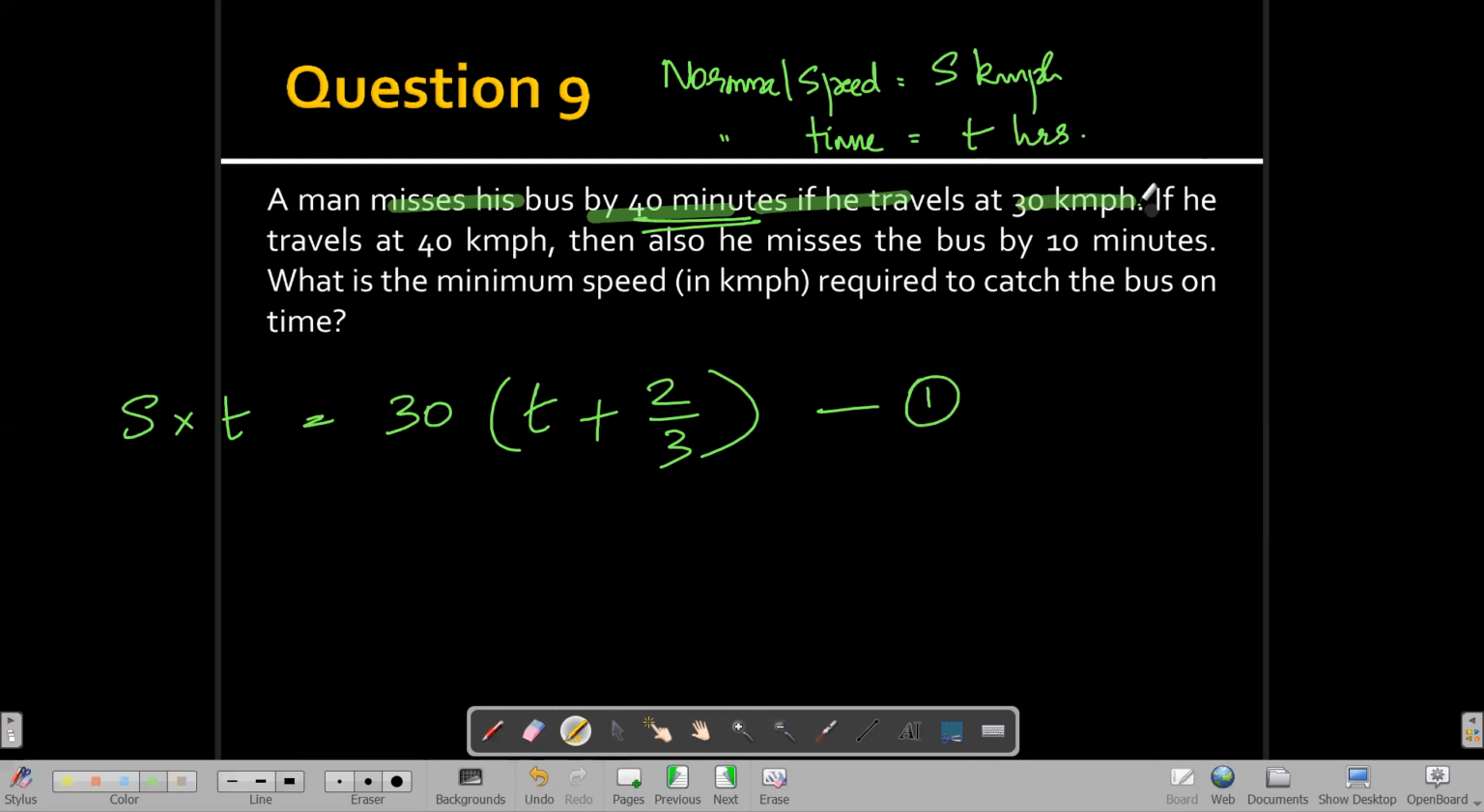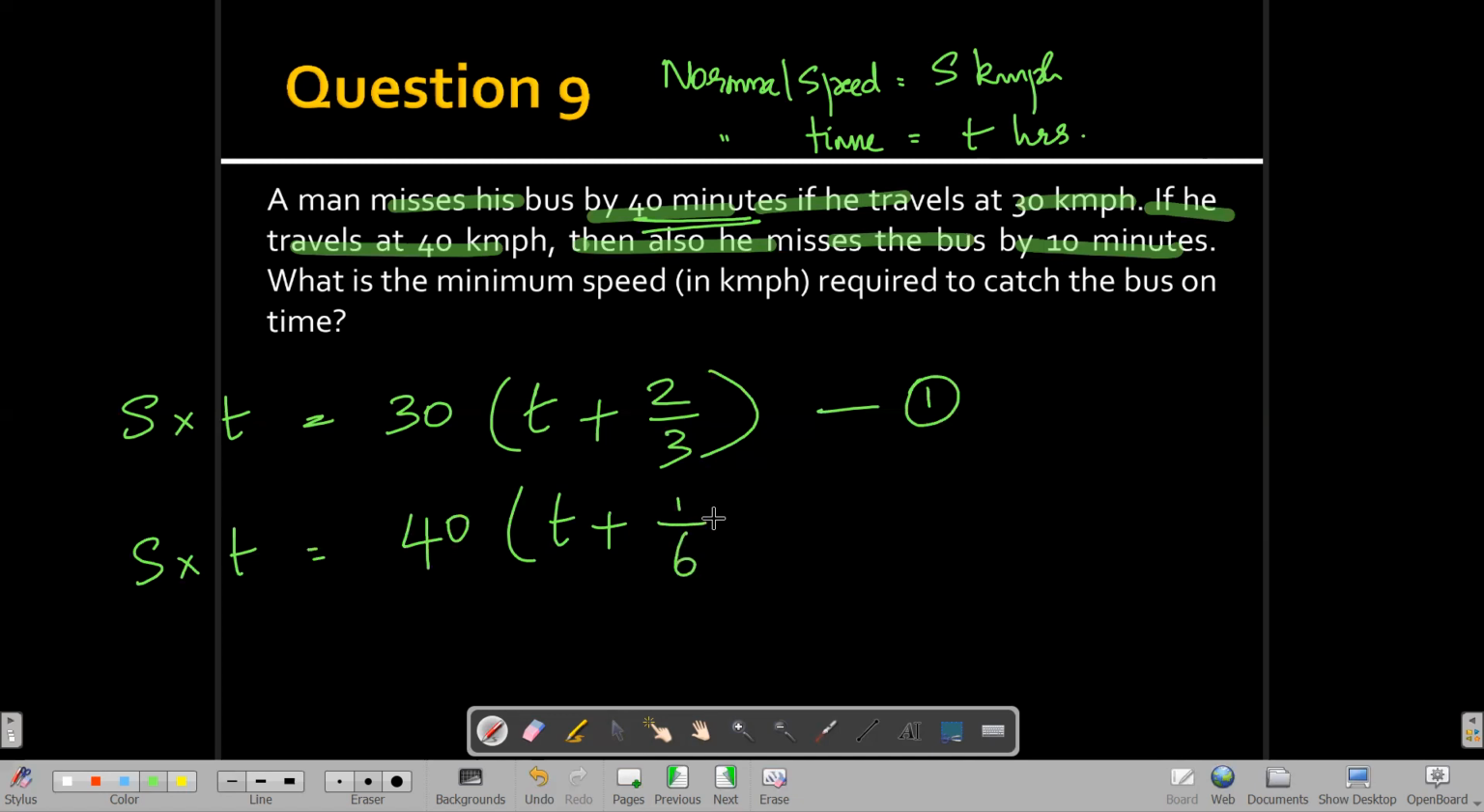Now, if he travels at 40 kilometers per hour, then also he misses the bus by 10 minutes. I can once again write this as s into t, the distance. It is equal to 40 kilometers per hour, and he is missing the bus by 10 minutes, that is t plus 10 upon 60, which is nothing but 1 by 6. Let me call this the second equation.